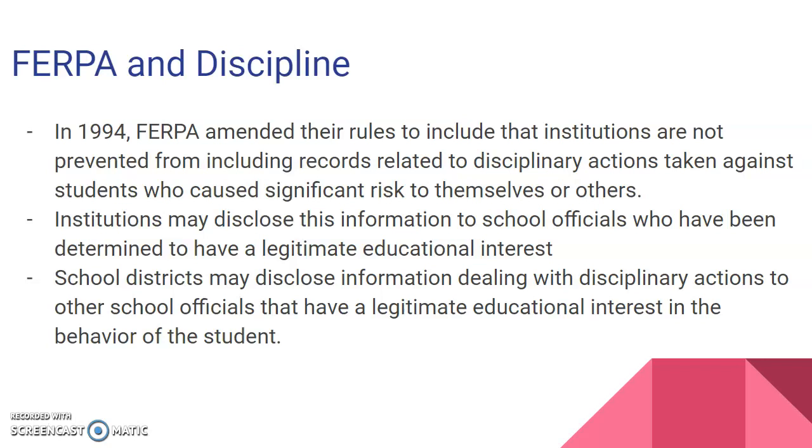FERPA and discipline. In 1994, FERPA amended its rules to include that institutions are not prevented from including records related to disciplinary actions taken against students who cause significant risk or harm to themselves or others. They may disclose this information to school officials who have been determined to have a legitimate educational interest, and they may also disclose this information dealing with disciplinary actions to other school officials in other school districts that have a legitimate educational interest in the behavior of the student.